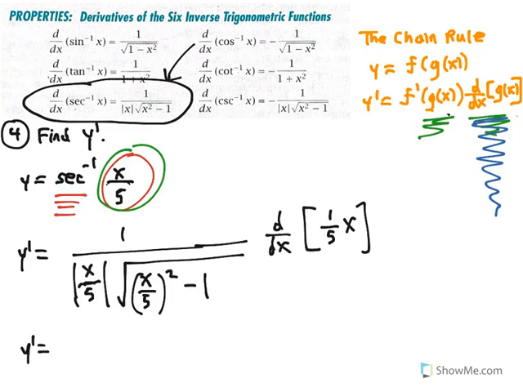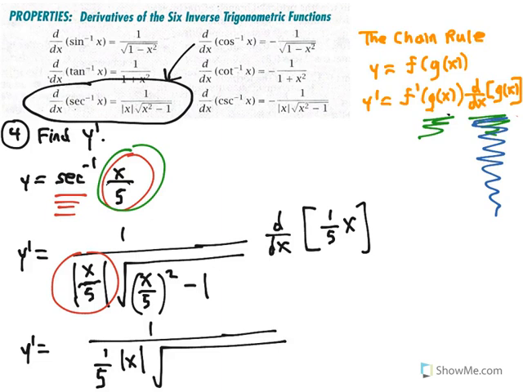So you can write y prime is equal to 1 over, you have the absolute value of x over 5. Well, x over 5 is 1/5 times x. 1/5 is already a positive number, so you can take it out of the absolute value, and then you have the absolute value of x. And then you have the square root of x squared over 5 squared, which is x squared over 25.